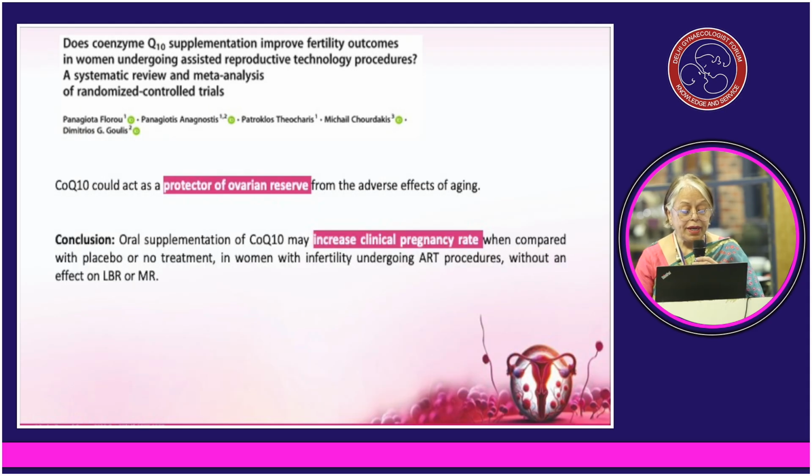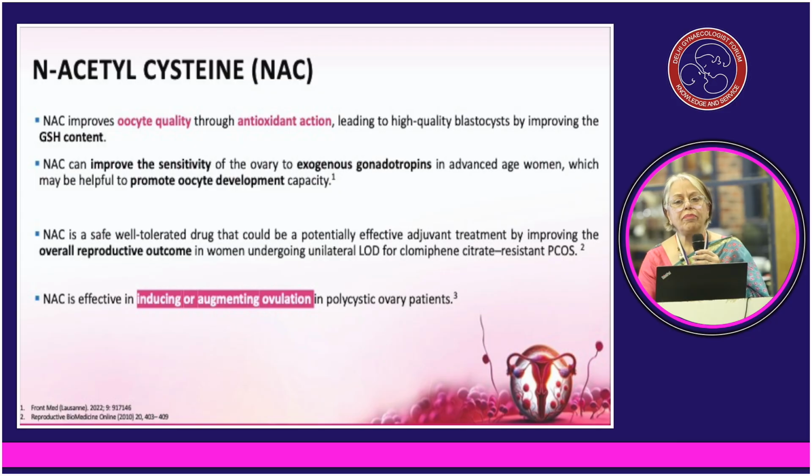So it acts as a protector of ovarian reserve, increases the clinical pregnancy rate. We all have been using N-acetylcysteine in patients of PCOD. It induces and also augments ovulation, especially when you're giving patients exogenous gonadotrophins. In advanced age women, it is found that it promotes oocyte development capacity.